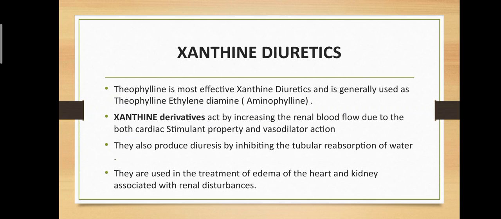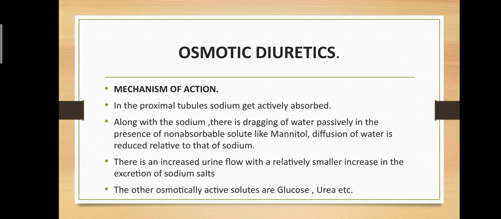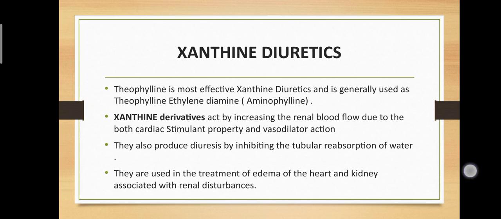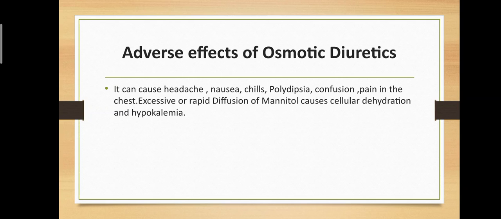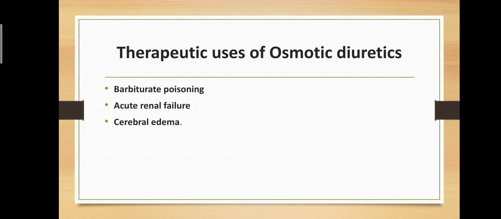Xanthine diuretics: theophylline is the most effective xanthine diuretic. Xanthine derivatives act by increasing renal blood flow due to both cardiac stimulant property and vasodilator action. Mechanism of action of osmotic diuretics. Adverse effects of osmotic diuretics. Therapeutic uses of osmotic diuretics: in the treatment of barbiturate poisoning, acute renal failure, and cerebral edema.